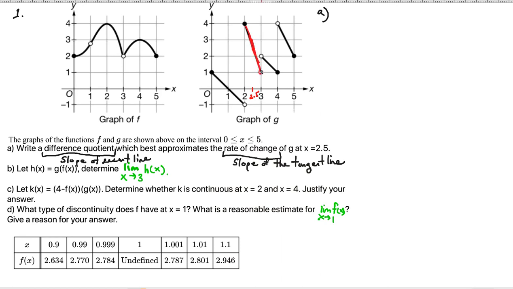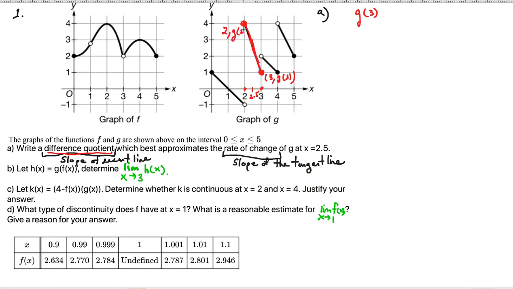That's the tangent line. So we're trying to find the slope of this line, which is actually the slope of this line joining these 2 points. That's the slope of the secant line. That is the difference quotient. The difference quotient in this case is given by the line between this point and this point. This point right here is 3 comma G of 3, and this point right here is 2 comma G of 2.